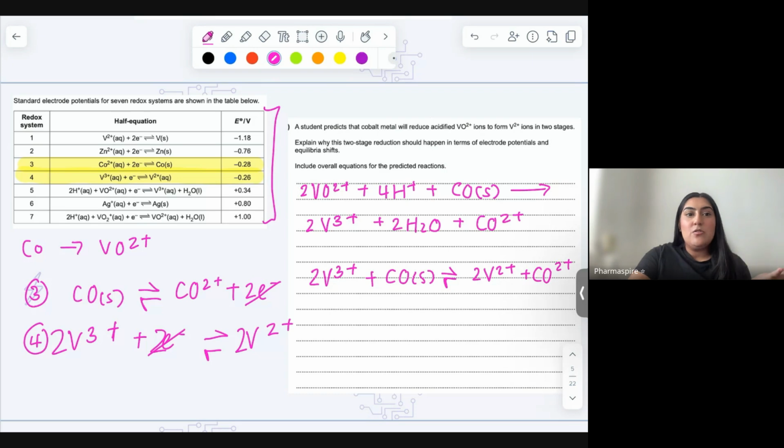Cool. So that's your equations done. Now we need to talk about everything else and what they want. So the other 2 marks are, you need to talk about why you don't reverse number 4. Because it's more positive. So that's why we don't reverse it.